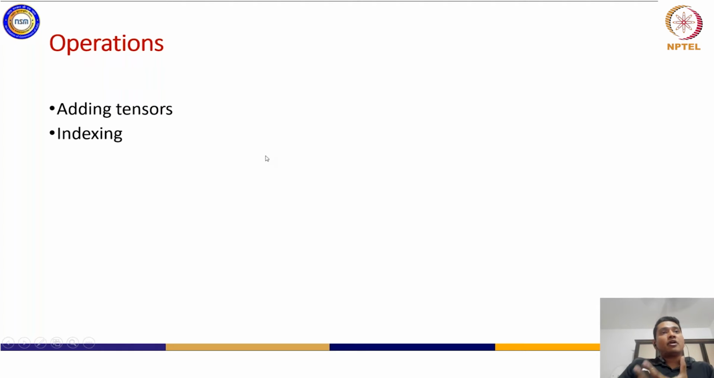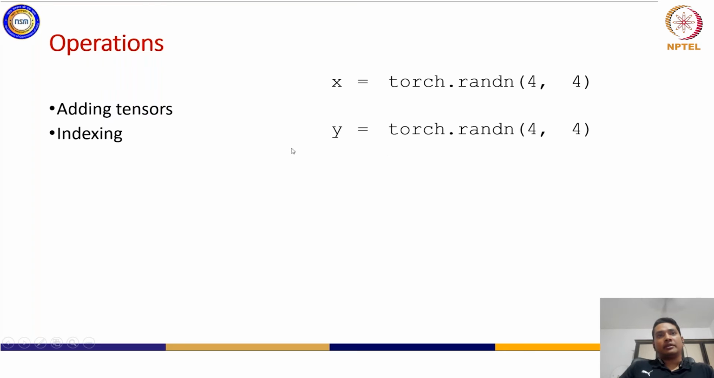Now, different operations you can define on the tensors, like adding the tensors and indexing the tensors. These are basic operations that you will do while designing your algorithms, basically machine learning and deep learning algorithms in PyTorch. So x and y here are two tensors we are defining. One is a 4 cross 4 random tensor, and another is a 4 cross 4 random tensor as y. So x and y, two tensors.